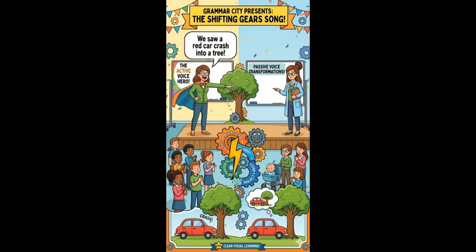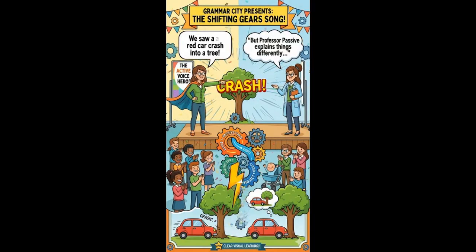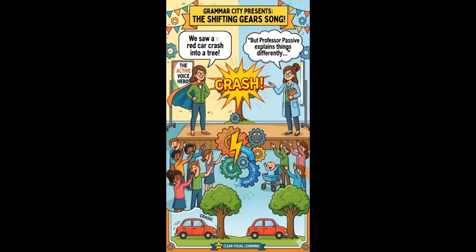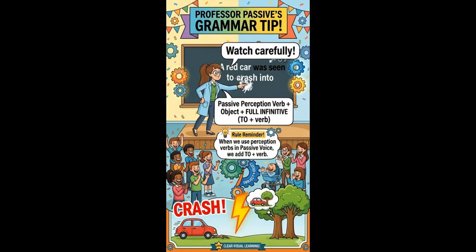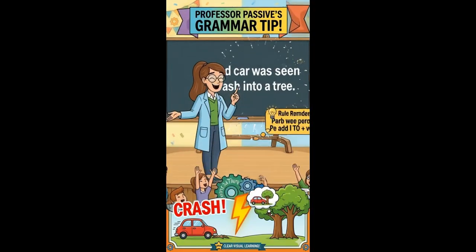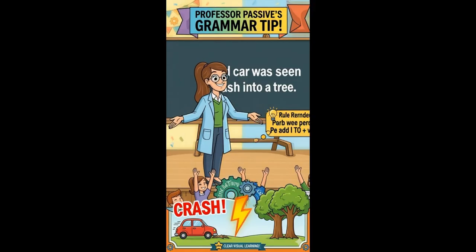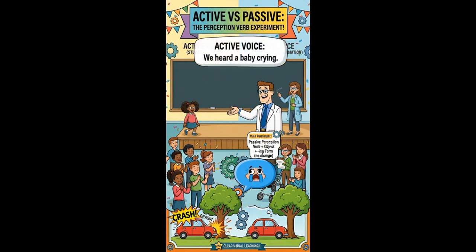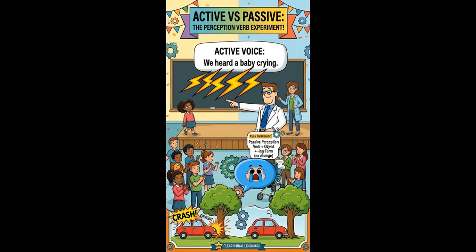We saw a red car crash into a tree. But Professor Passive explains things differently. Clap, clap, clap! Watch carefully. A red car was seen to crash into a tree. When we use perception verbs in passive voice, we add to verb. Teacher, we heard a baby crying. Yes, in active voice we say, we heard a baby crying. Then he changes it. A baby was heard crying.